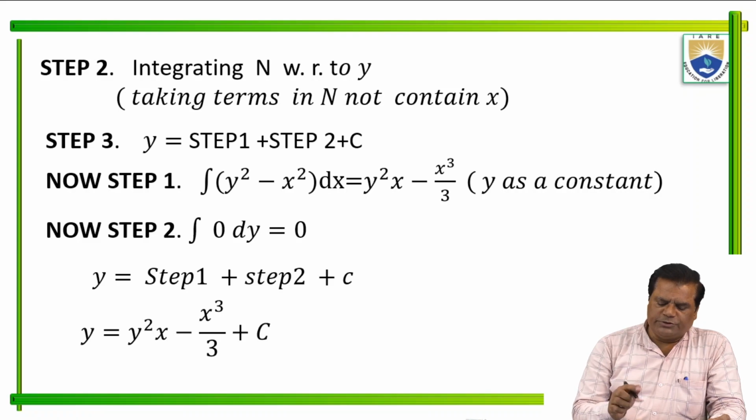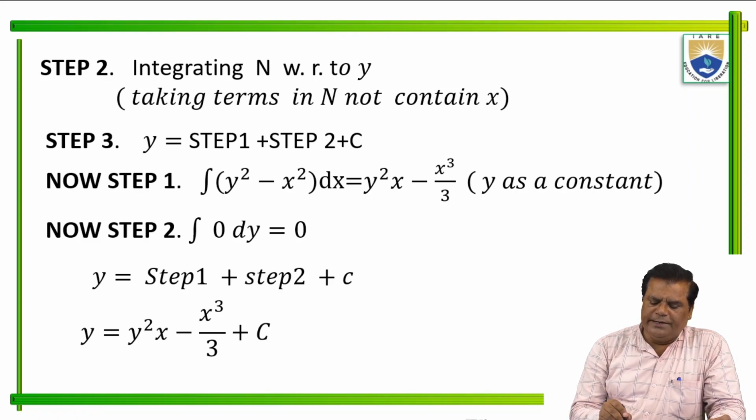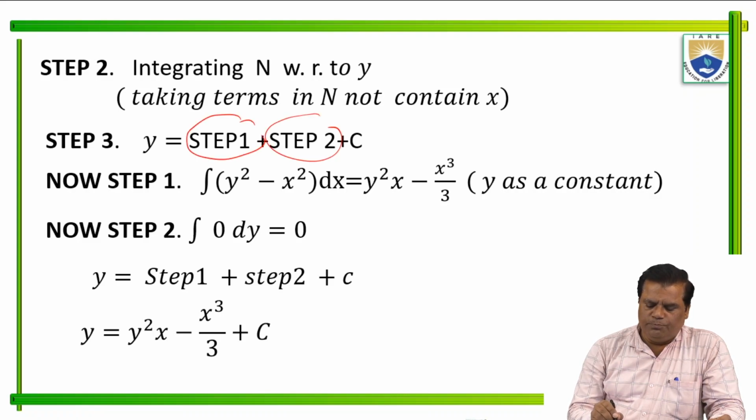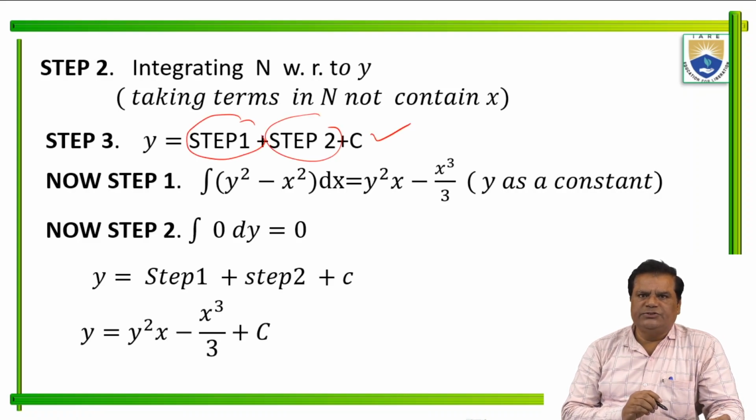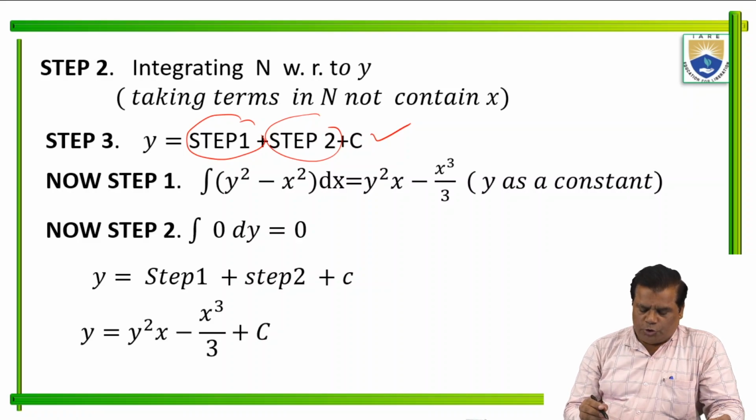Now the solution process. Step 2: integrate N with respect to y, taking only the terms in N that do not contain x. Step 3: the solution is step 1 plus step 2 plus an arbitrary constant c. So now I am solving step 1.